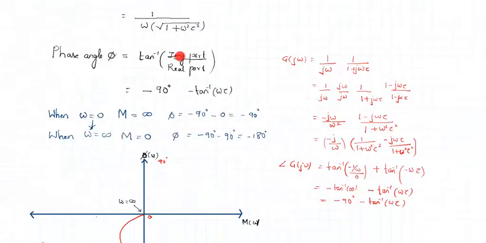Right, so we need to find the imaginary part, find the real part, and take the ratio to get the phase of the system. So this is the given frequency response of the system. How do we separate out the imaginary part and the real part?